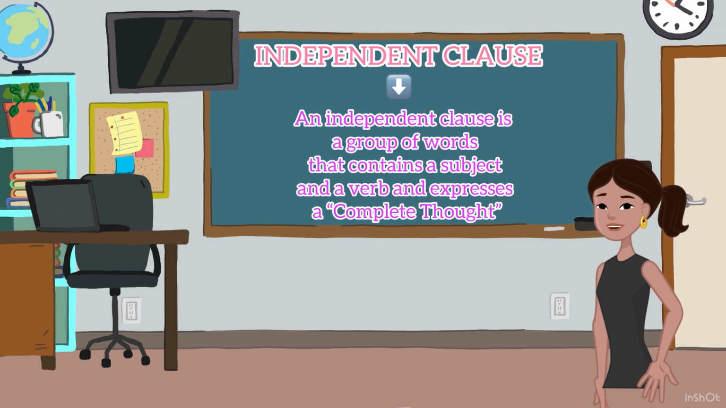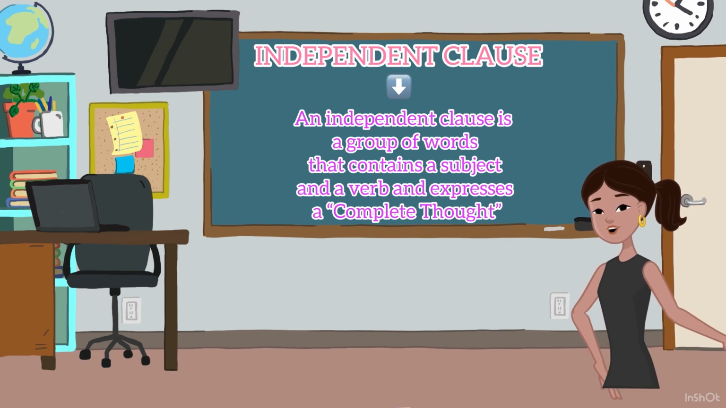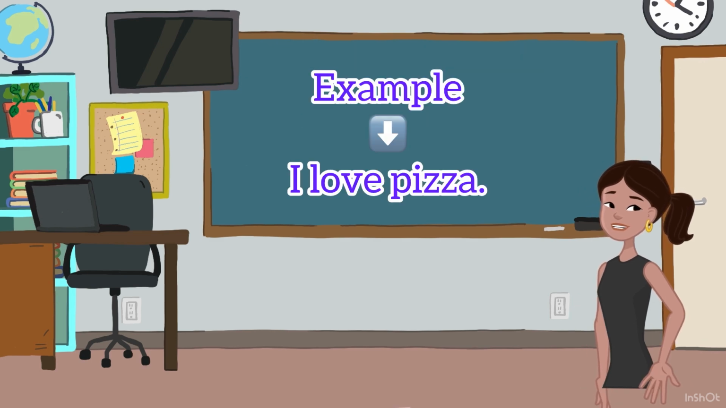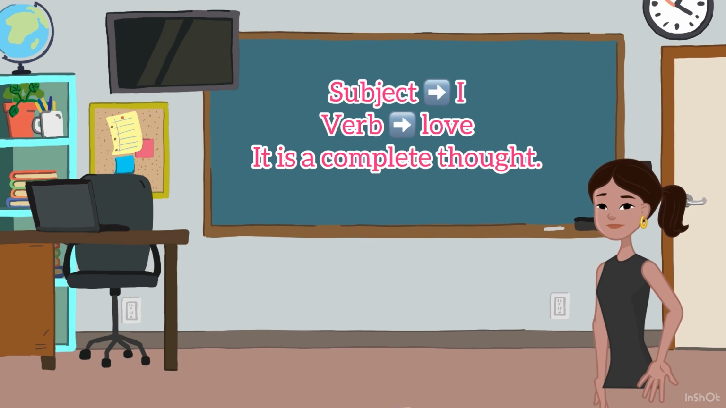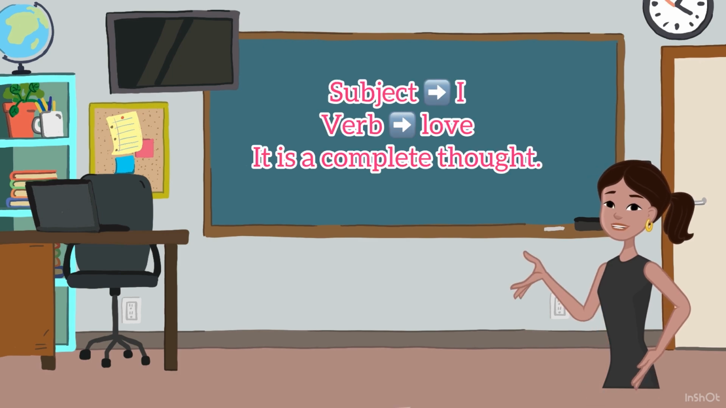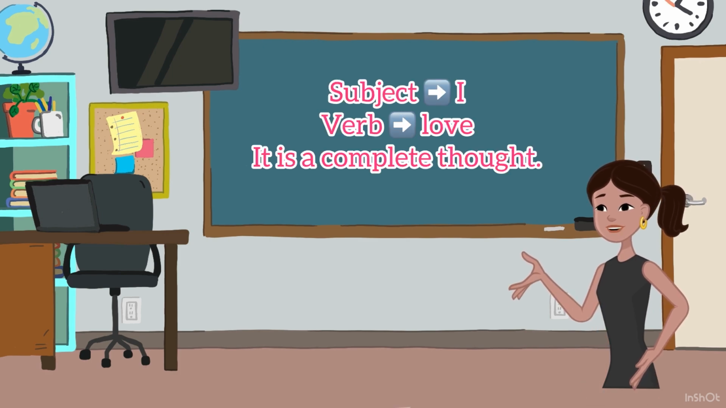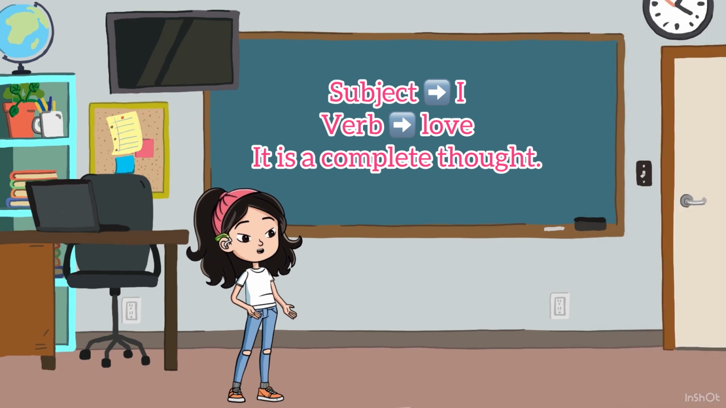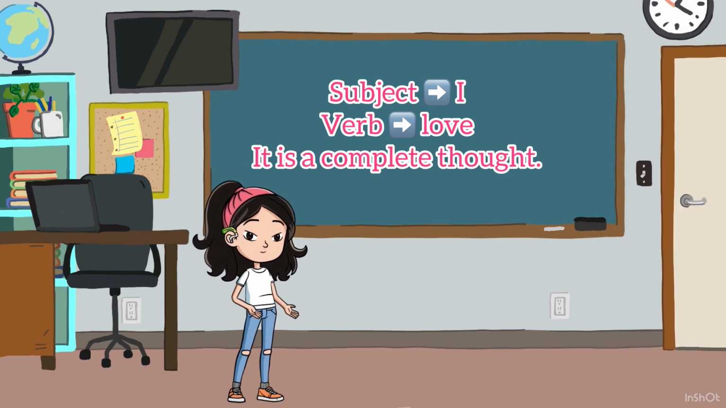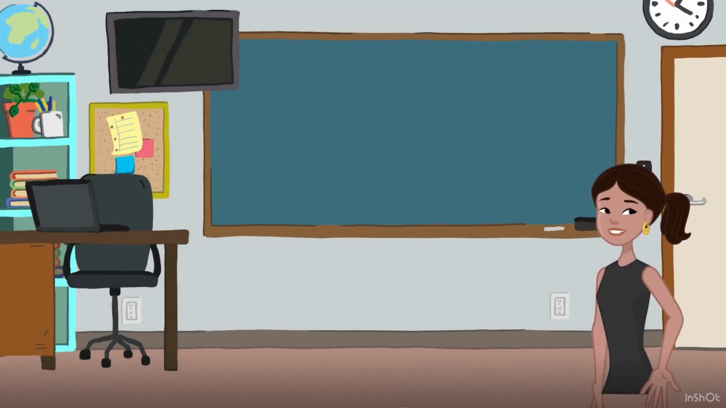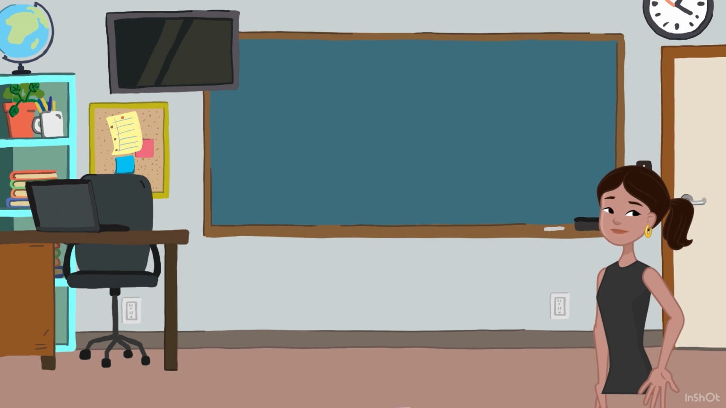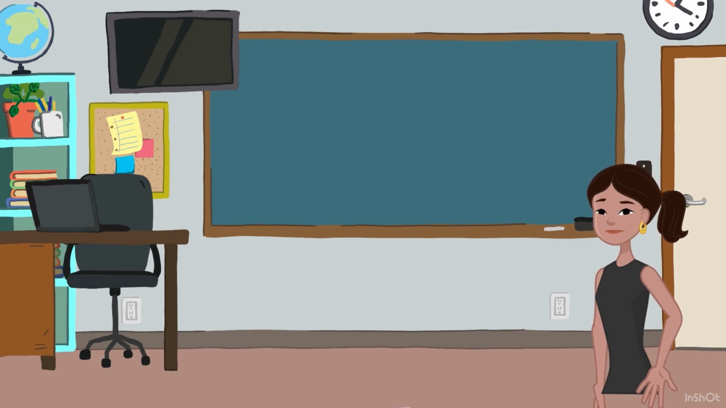An independent clause has a subject and a verb and it can stand alone as a complete sentence. For example, I love pizza. It has a subject I, verb love, and it makes complete sense. Oh yes, that's a complete thought. I don't need any more information. Exactly. It's independent and it doesn't need anyone's help.